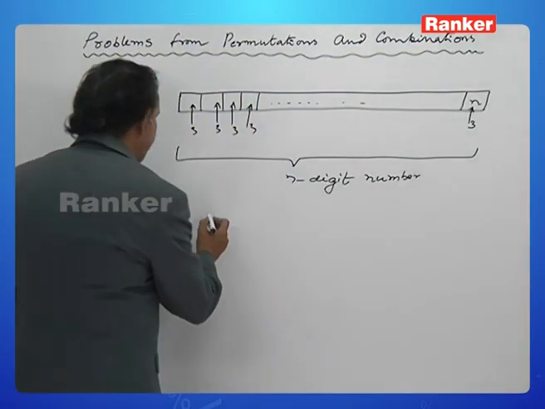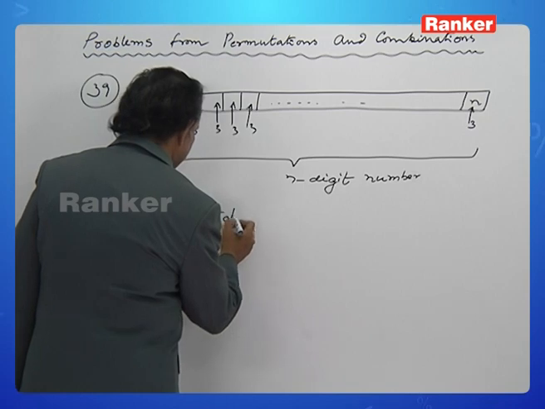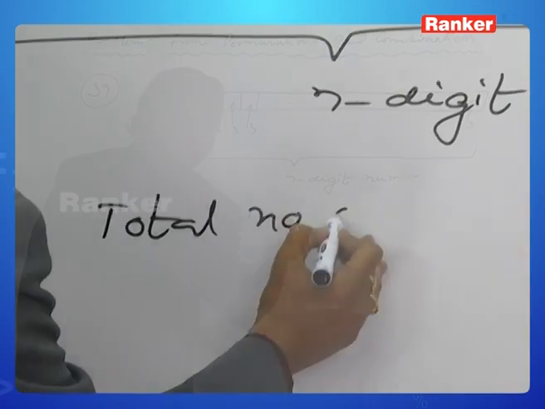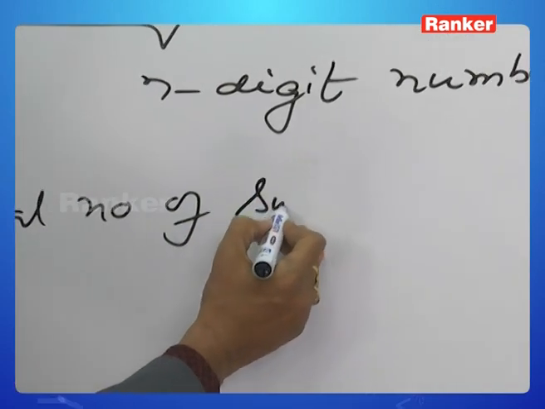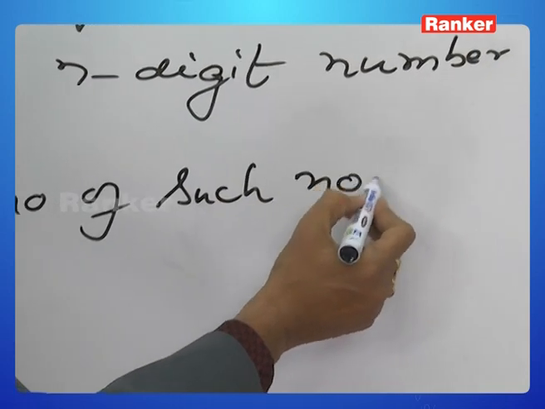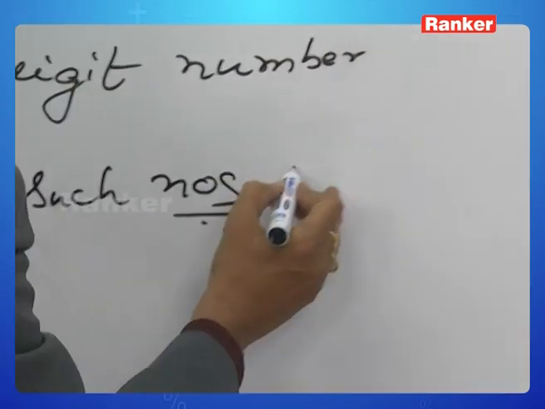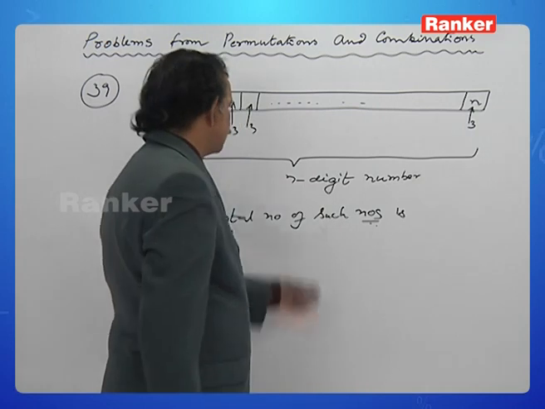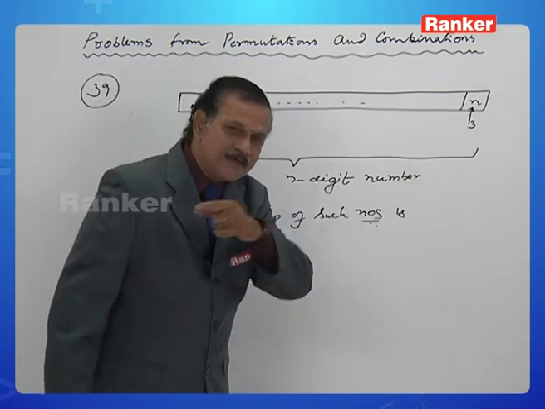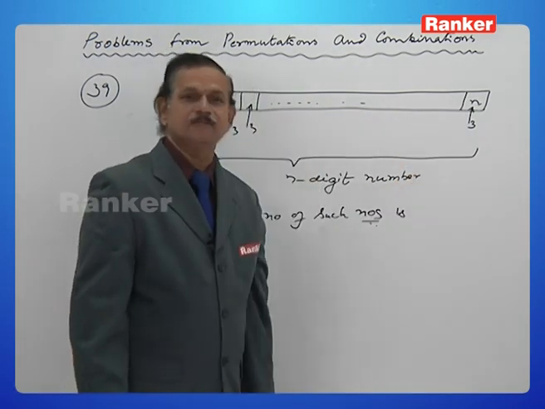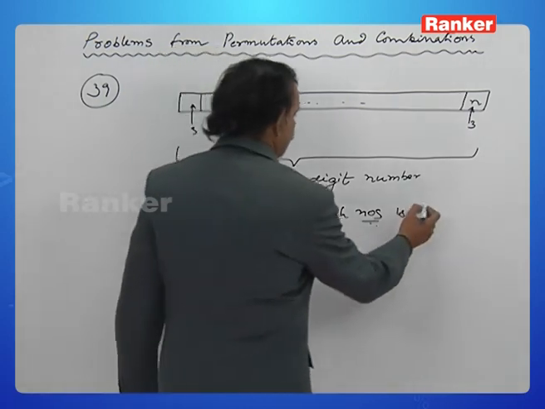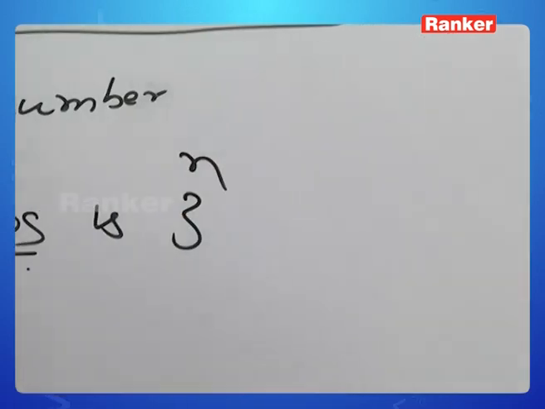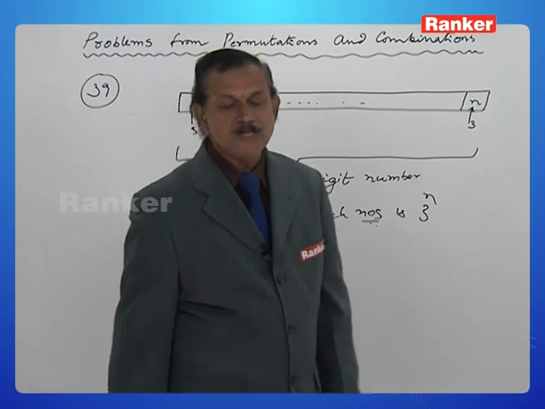Therefore, the total number of such numbers is 3 into 3 into 3 into 3. How many times? n times. So how many such numbers will be there? 3 power n.